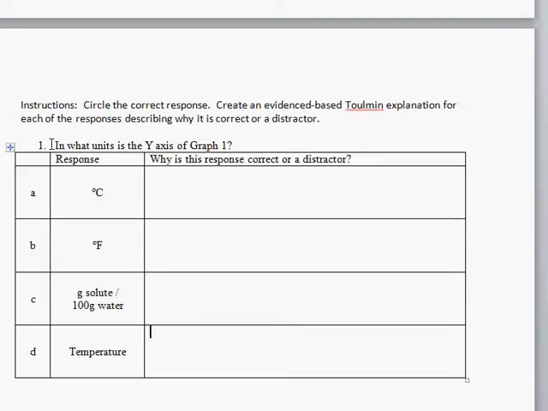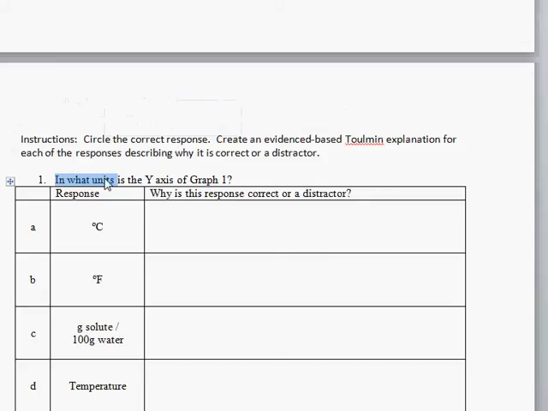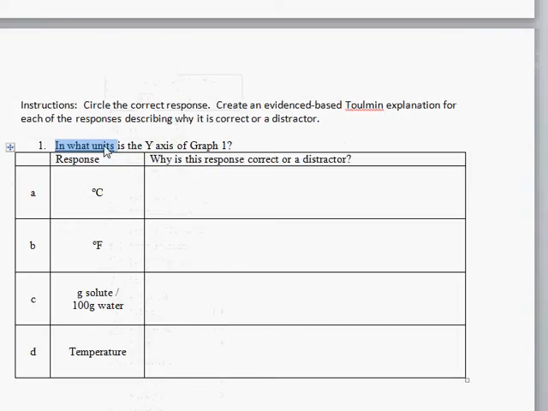Okay, so first question: in what units is the y-axis of graph 1? In what units is the y-axis of graph 1? Okay, in what units? That's important, right? We need to know what units this thing is. That's what we're looking for, units. So, in fact, just knowing that, I can already get some things going here, but I'm going to wait. In what units is the y-axis of graph 1? So we're looking for the y-axis of graph 1. Okay? So pretty much all of this is important, unfortunately, but it's a really short question, so that's all.